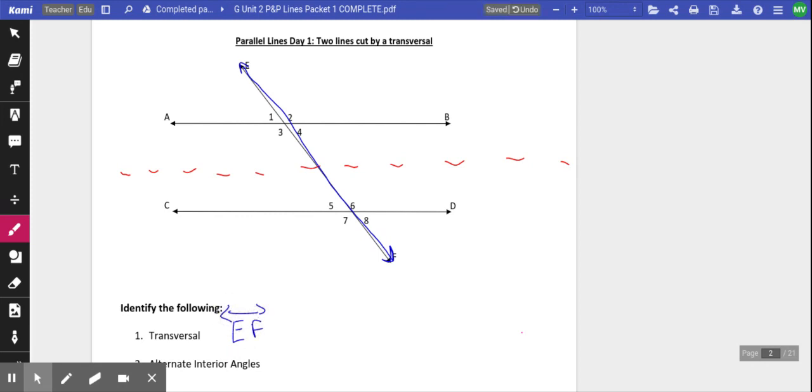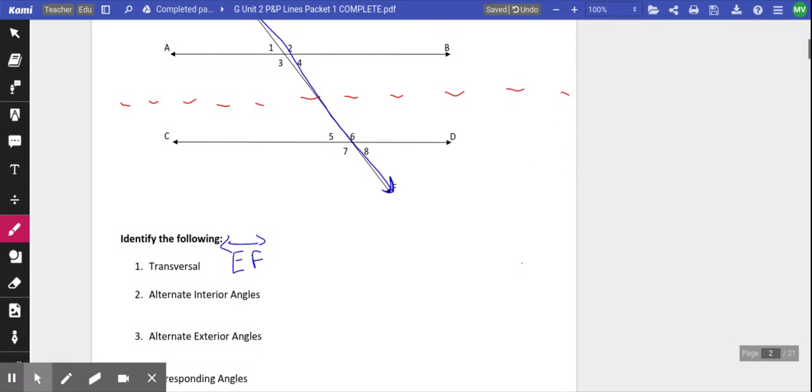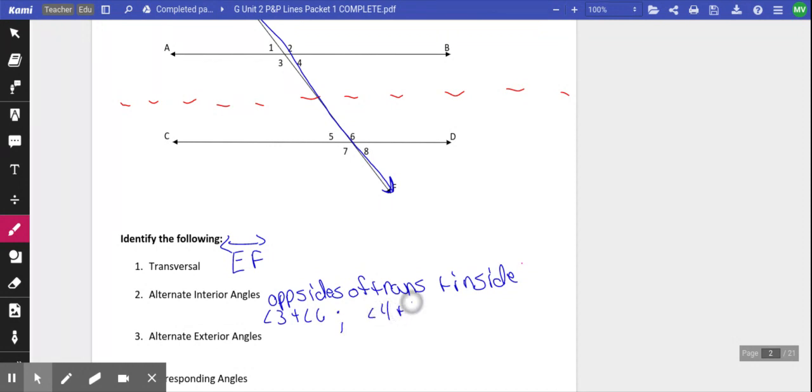Now we're going to talk about some special angle pairs. We have alternate interior angles. So alternate interior angles are on opposite sides of the transversal and inside. So our angle pairs up here that are alternate interior would be angle 3 goes with angle 6, and angle 4 goes with angle 5.